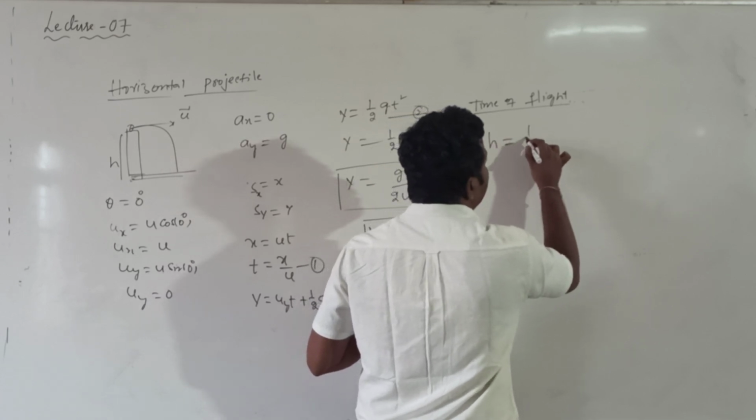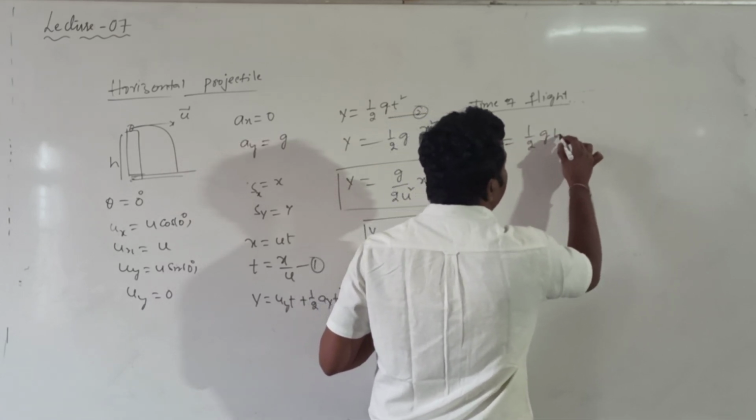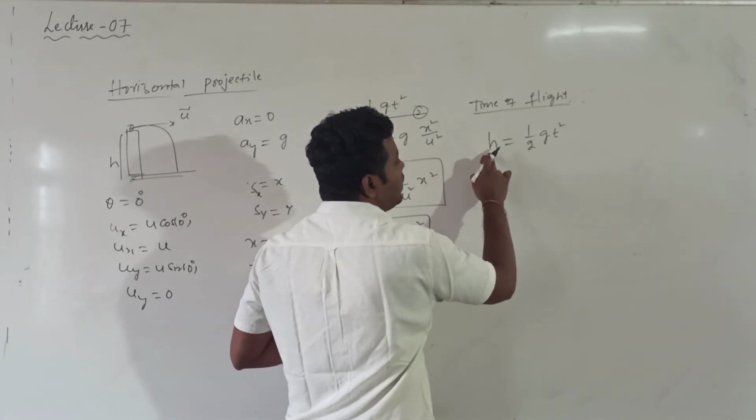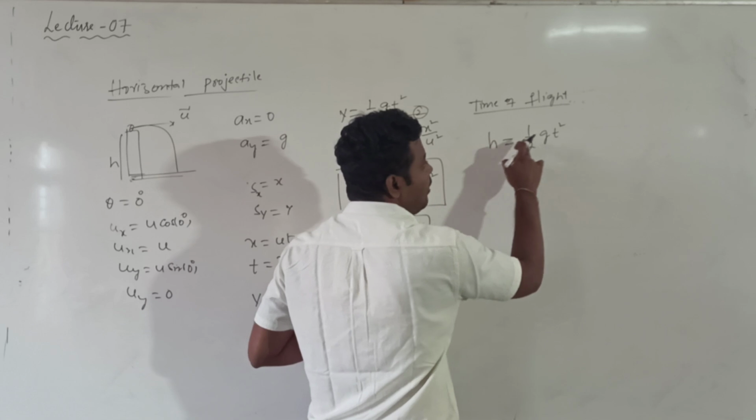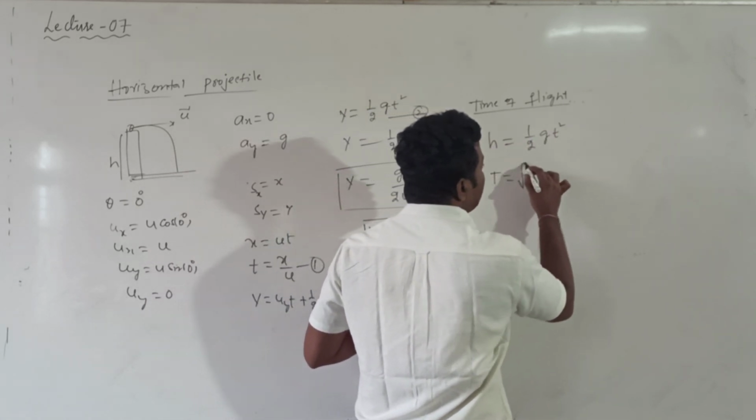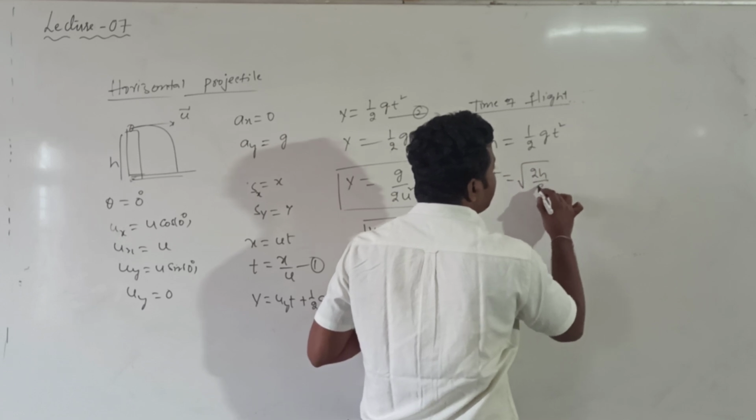We know h is equal to half into g into t square. We need to consider the vertical direction. Along the vertical direction, the distance traveled is equal to h, and the time taken is equal to t. So from this, what will we get as the t value? t is equal to root over 2 into h divided by g.